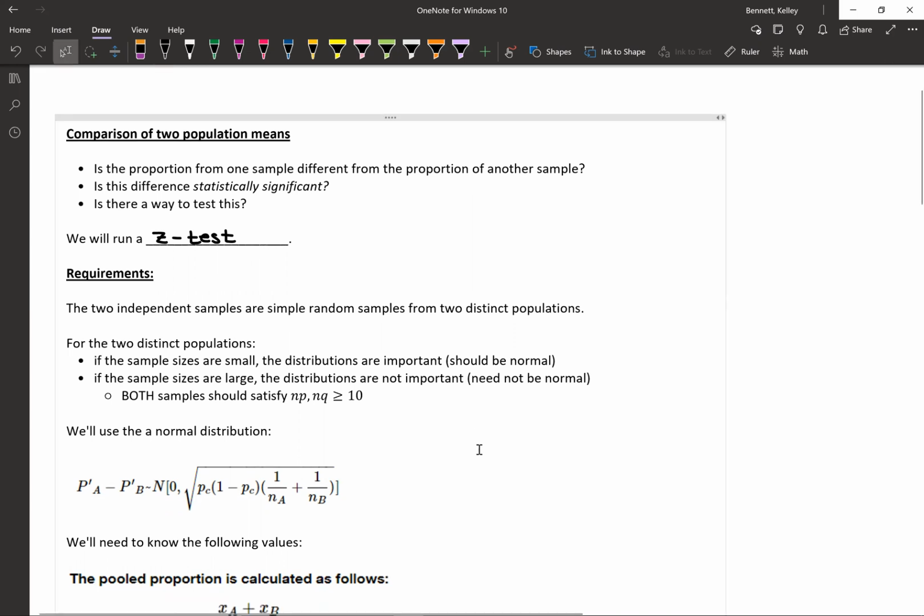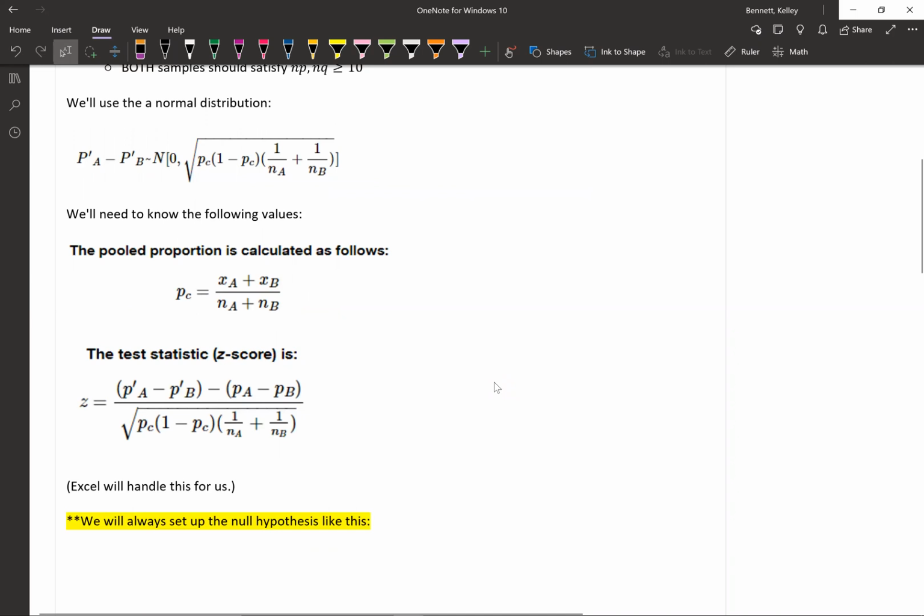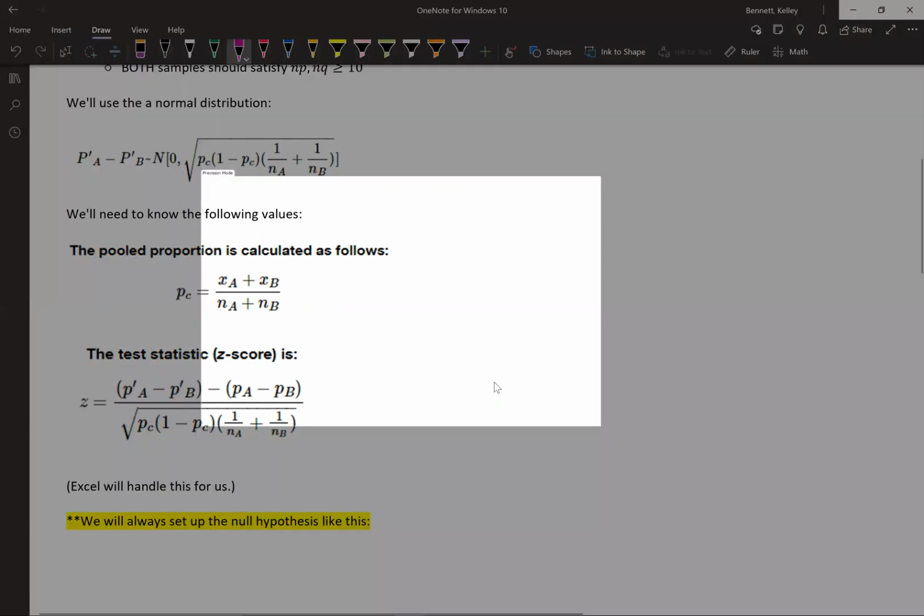So our random variable is going to be the difference of proportions, and per the central limit theorem it's going to follow a normal distribution. So we're going to need to compute a couple of things, and as usual, Excel is going to compute them for us, but we're going to need to know the pooled proportion. So let's define really quickly what all of these little letters and subscripts mean. So we have PC is the pooled proportion.